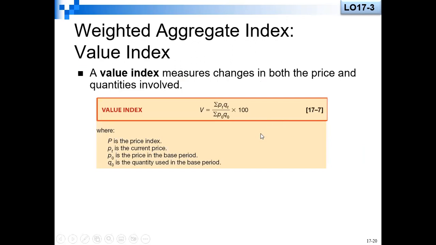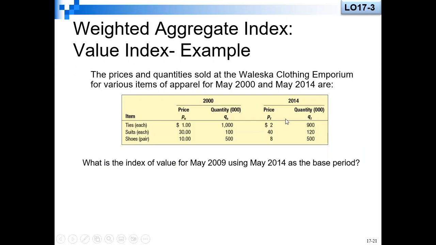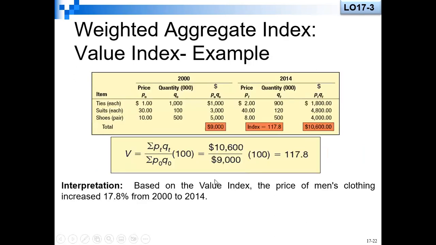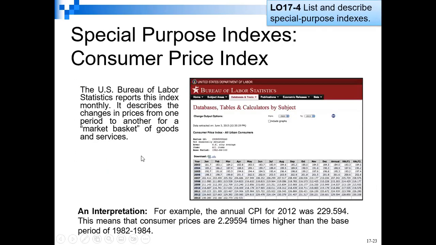All right. And there is also the value index, but I'm going to skip on that, but there's nothing difficult about using a value index. Okay. It takes a summation of today's price and today's quantity and divides by the base price and the base quantity, the summation, and so you get a 17.8% change.